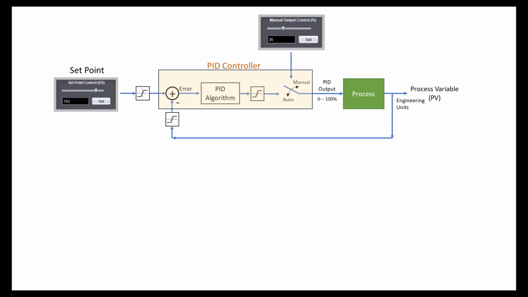In a PID loop, we have two main components, the PID controller and the process we want to control. Well, we need to configure both of these components in SimuLoop before we can run the simulation. We are going to start by configuring the process.